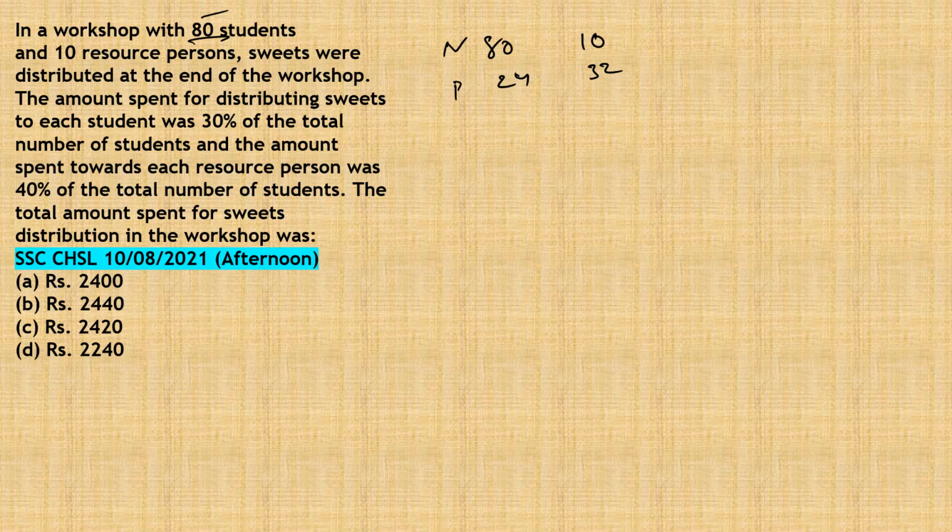24 rupees was spent on each student, and the total amount spent on the students was 80 into 24. This was for the students, and the amount spent on the resource persons was 32 into 10, that is 320. 24 8s are 1920, plus 320. This is the total amount spent on the workshop. 2240 is the answer. That is option number D.